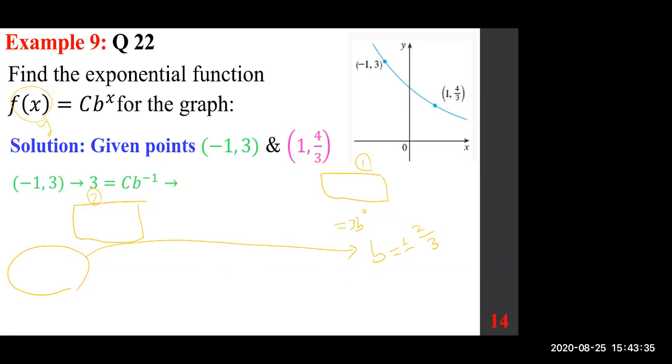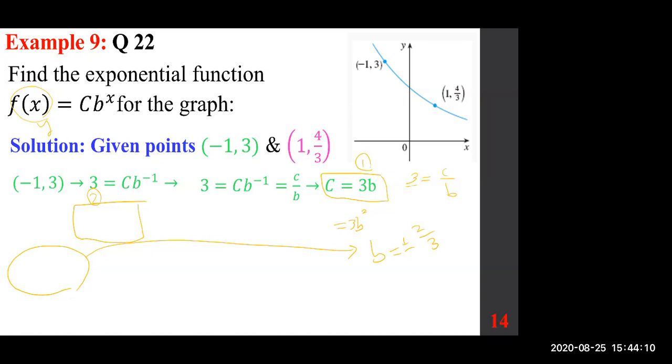You're okay with the very first step where we plugged in, right? cb to the power of -1. When we say cb to the power of -1, that means c times 1 over b. That means c over b. And then 3 equals c over b, you do the cross product. Look at this one: 3 equals c over b, right? This is correct? You okay with this one? Now you do the cross product.